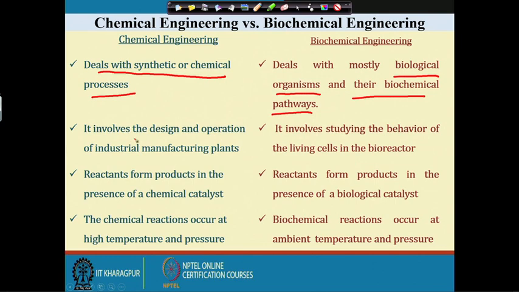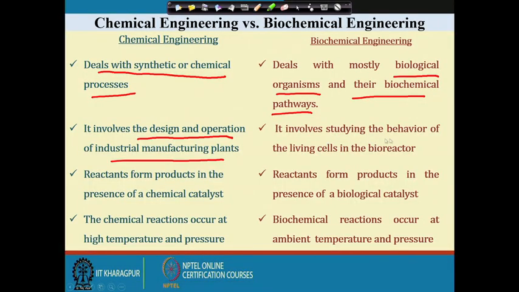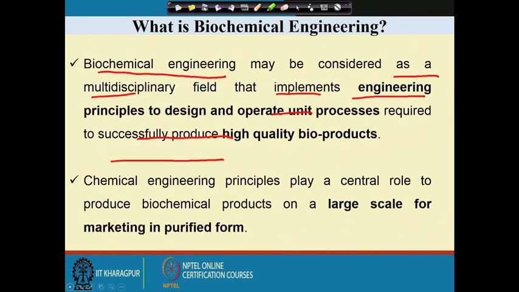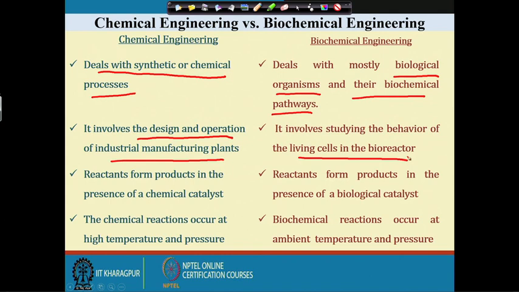Then the chemical process involves the design and operation of industrial manufacturing plants, because how it can be handled in a bigger plant is the kind of information that chemical engineering gives. And in the biochemical industry we study the behavior of living cells. As for example, the behavior of a living system is something different as compared to a non-living system, because living systems should be carefully handled, and this can be done only if we develop feelings for the living system.